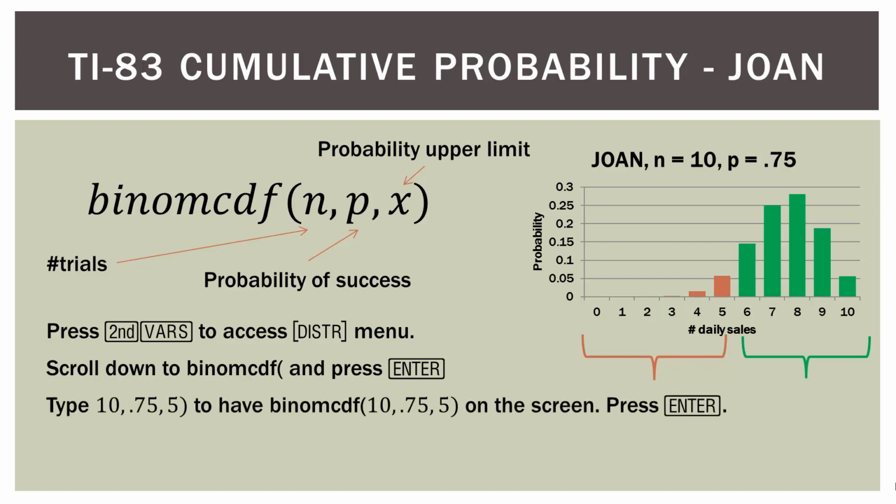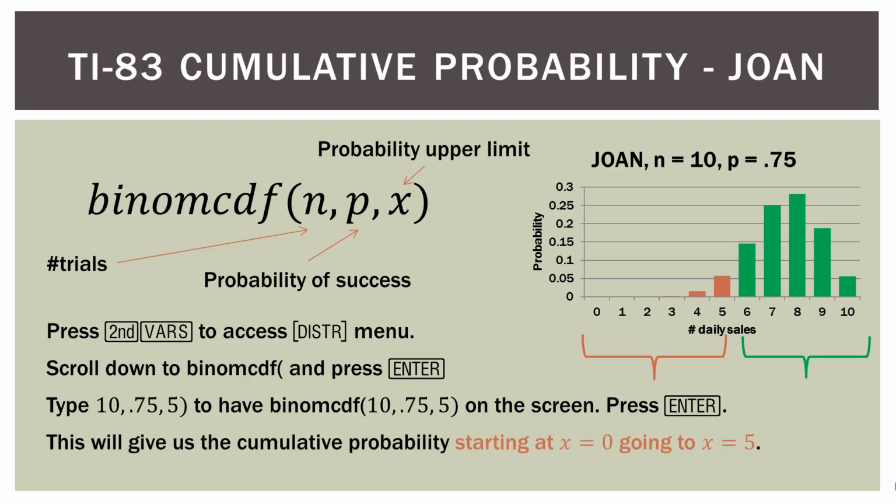And then we'll type in our information. So n is 10, and then we'll place a comma. p is 0.75, comma, and then 5 is the upper limit we're interested in, because again, we're trying to find the orange part of our graph. We'll close that parenthesis and press enter. And when we do, that will give us the cumulative probability that starts at 0 and goes all the way to 5.